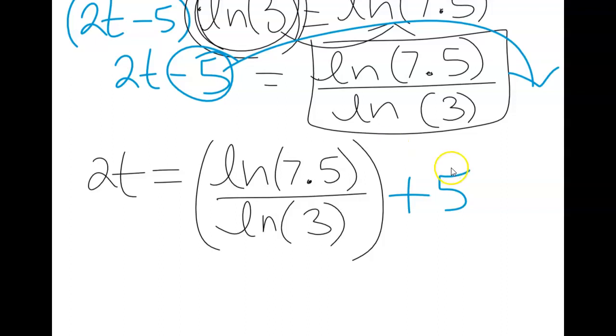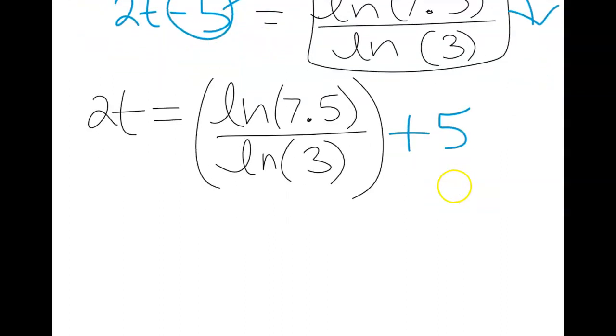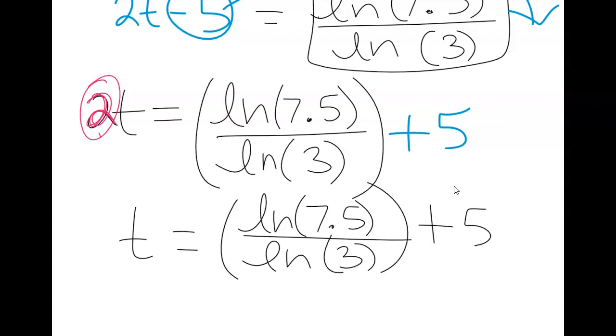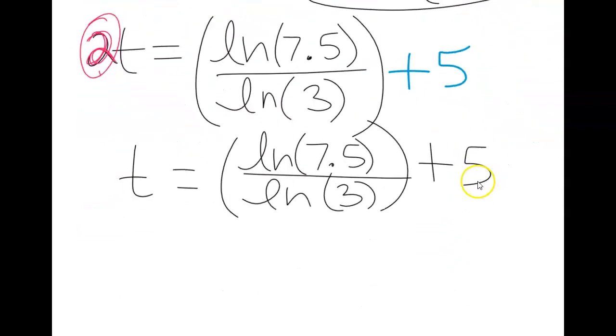And then lastly, the 2 is multiplying t. And so if we take that across the equation, I'm going to first write what I already have. And then we're going to divide by 2. Now, all of that will be the exact answer.